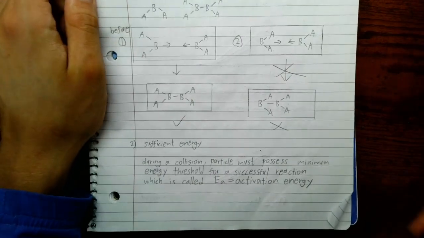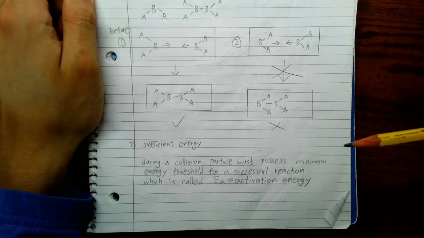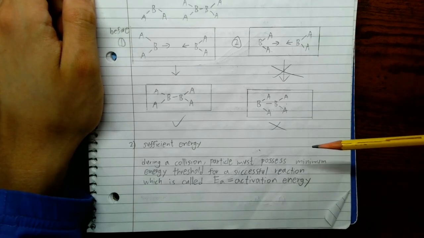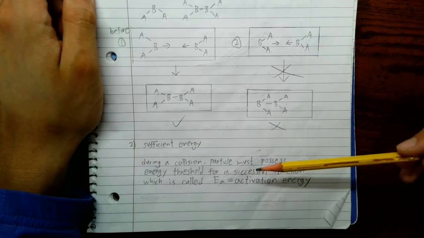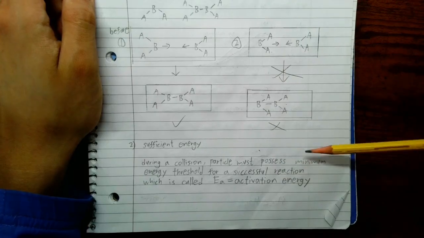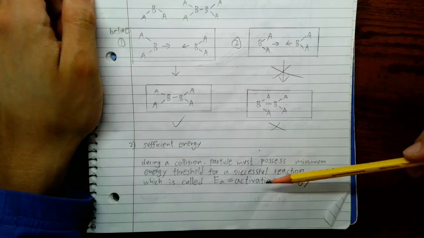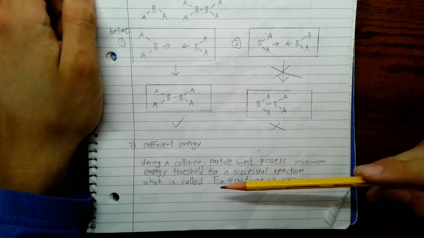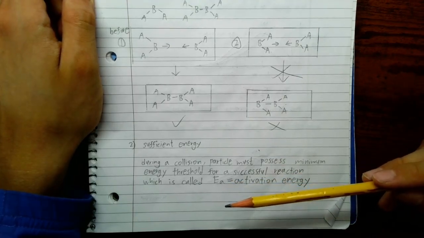The second thing is to have sufficient energy. During a collision, the particles must possess a minimum energy threshold for a successful reaction collision. That minimum energy threshold is called the activation energy, denoted by E followed by a letter A subscript.